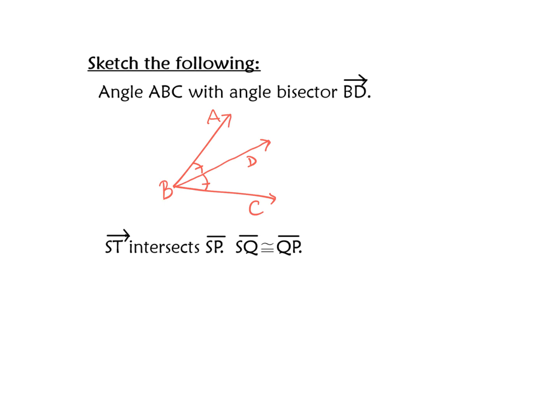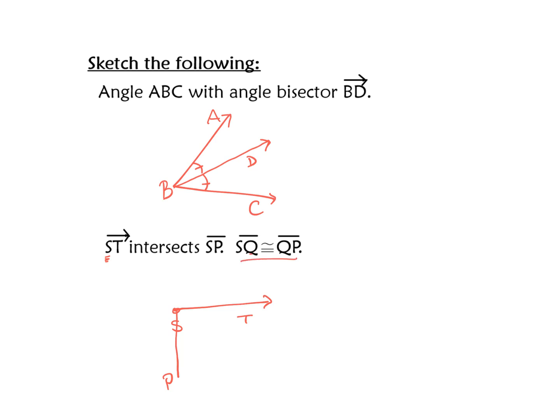The next one, ray ST intersects SP. Here's ST, and S has to be my terminal endpoint because it's listed first. That looked good on yours. And then you had an SP that was intersecting, which looked good. You drew yours down, so I'll copy yours. You went this way. This is P.